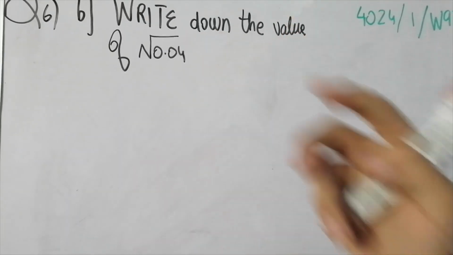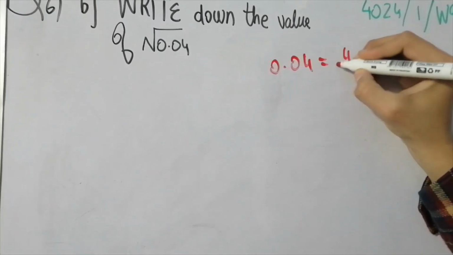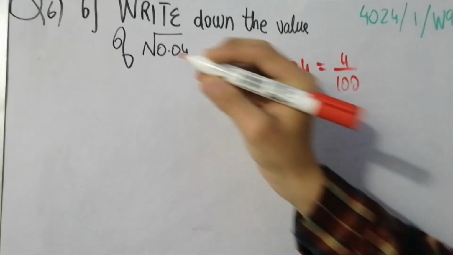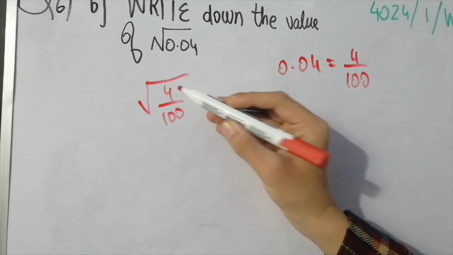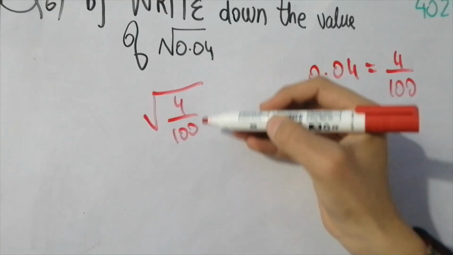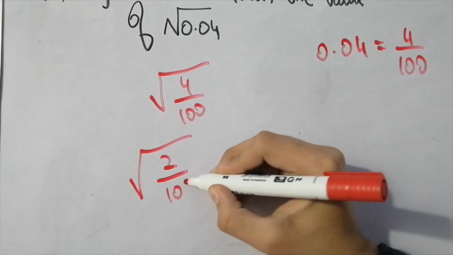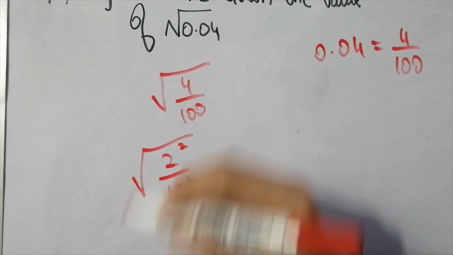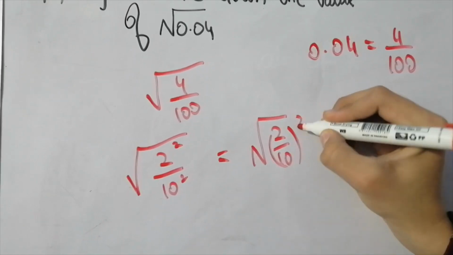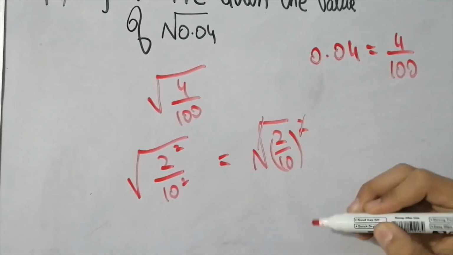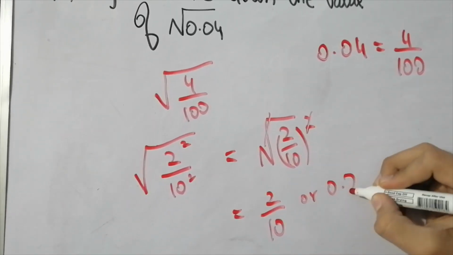As we can see, 0.004 can be written as 4 over 1000. In fractions, it can be written as 4 over 100. And if we write here, we can note that both 4 and 100 are squares of 2 and 10. So if we write this as 2 over 10, we can write this whole thing as under root of 2 over 10 whole square. Then we can cancel out the square root and the square, and we're left with 2 over 10 or 0.2, and that is our answer.